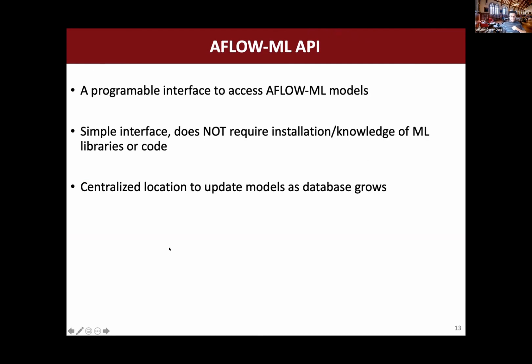Okay. So we have an API that's an interface for you to interact with programmatically. It's a very simple interface, just like the web. The goal is that it obfuscates knowledge about the machine learning libraries, about the code. It's really just an interface for you to submit a structure or a composition and get back a prediction. Simple as it could possibly be. And it offers a nice location for us to update both as we develop new models and as our database grows and we can retrain our models.